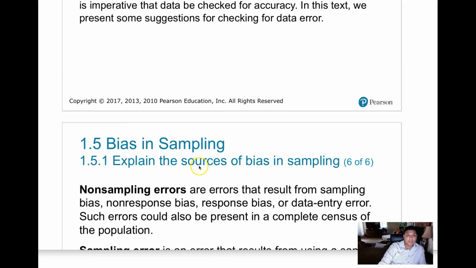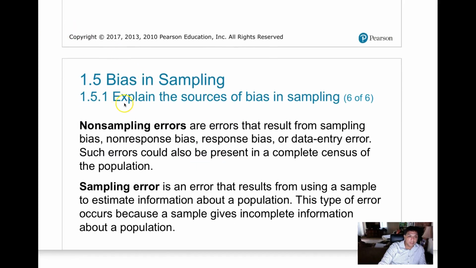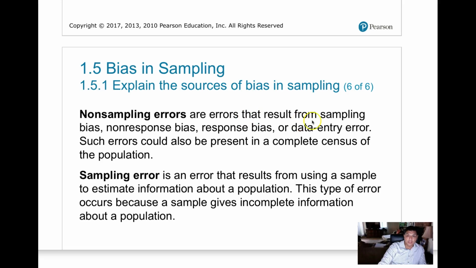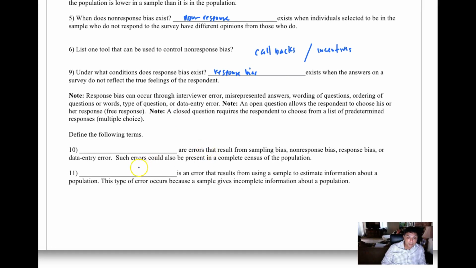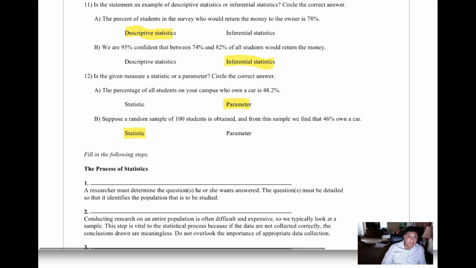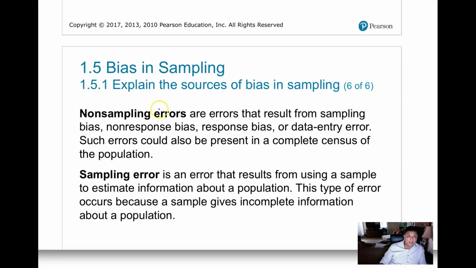Let's go back and correct my statement on that last page. Non-sampling errors are errors resulting from sampling bias, non-response bias, response bias, or data entry error. So it has nothing to do with the sampling method, and that goes back to here. These are non-sampling errors right here. It just is going to occur as a result of some of these other things, not necessarily your sampling technique.